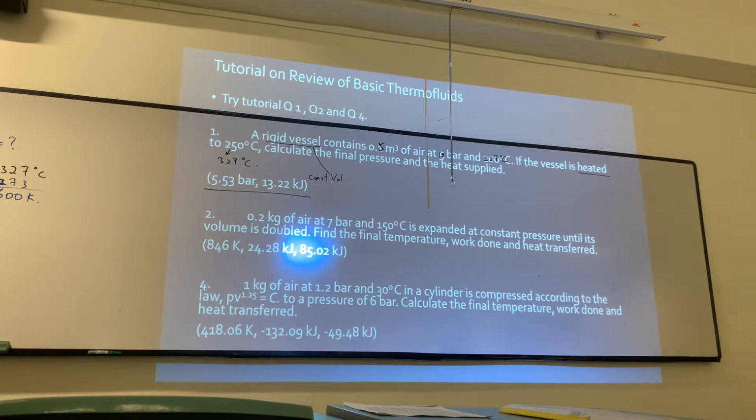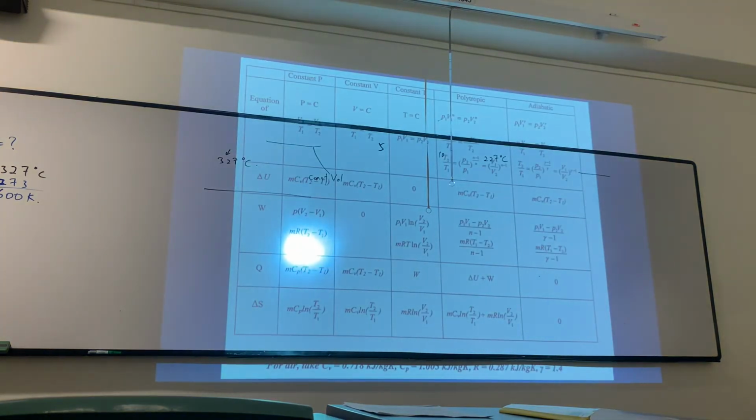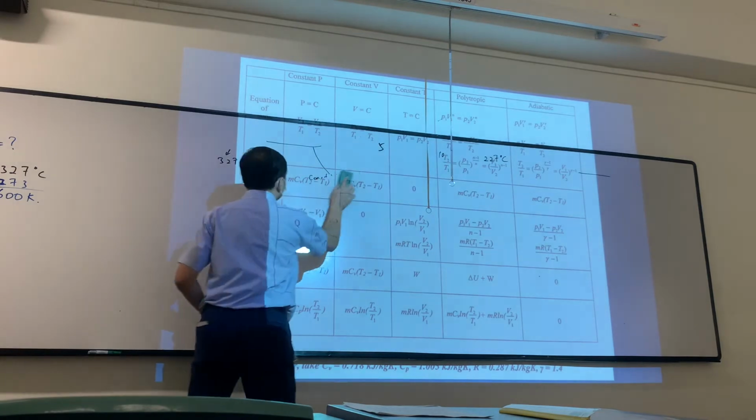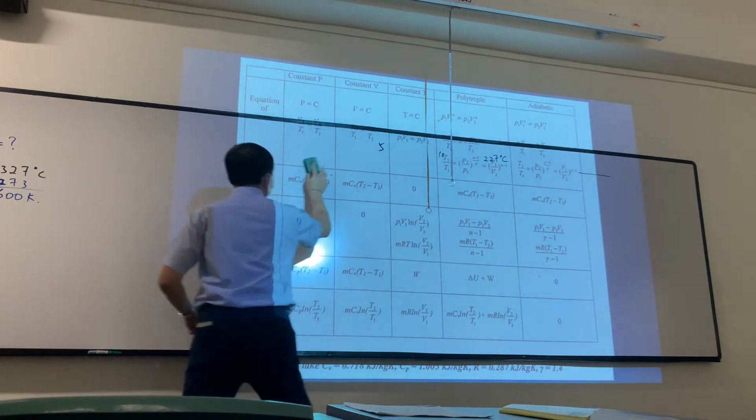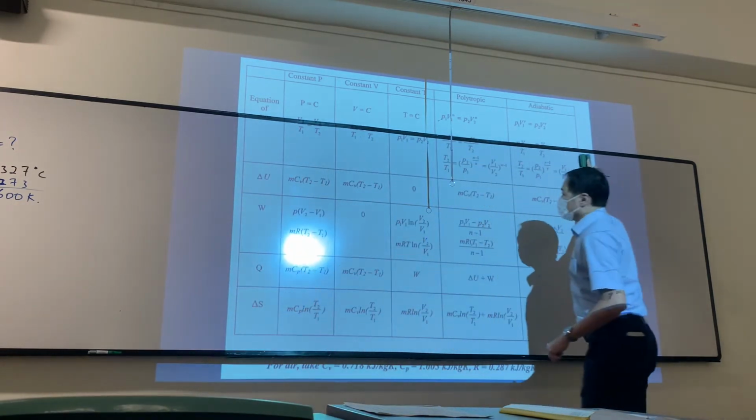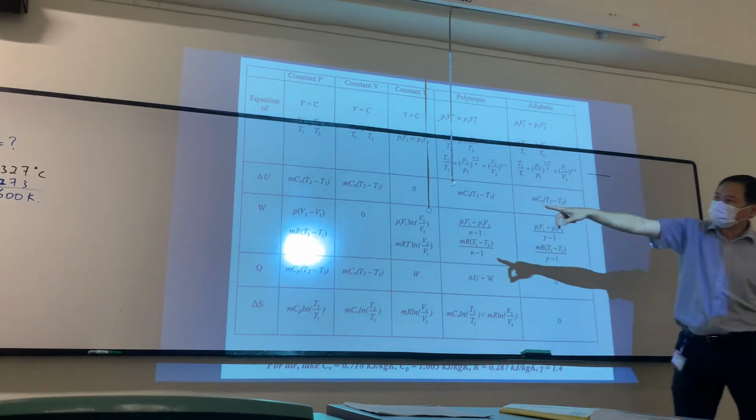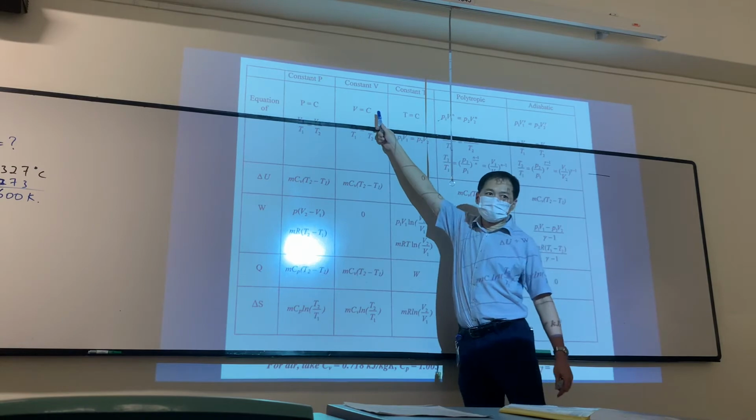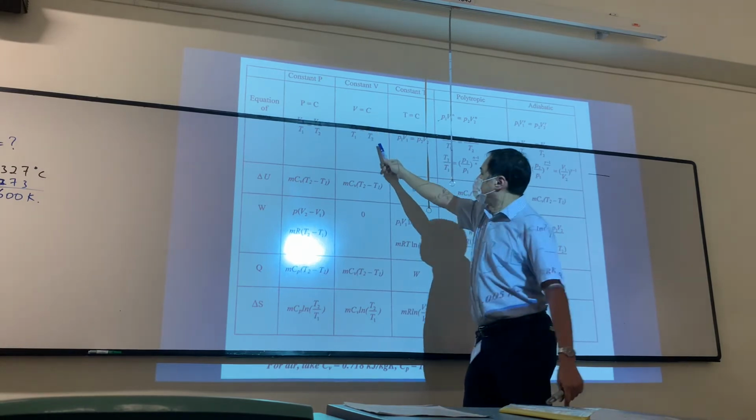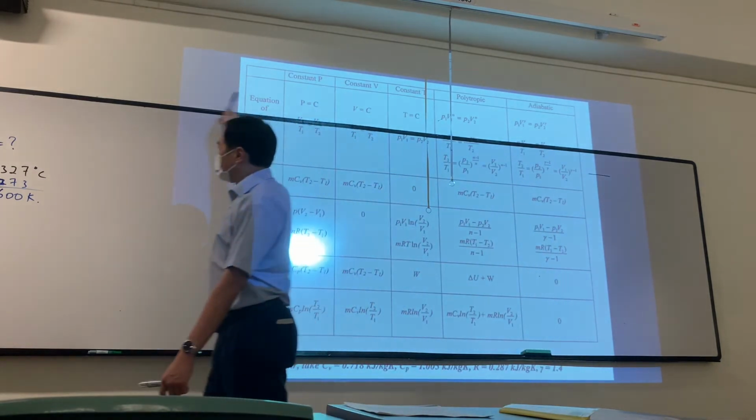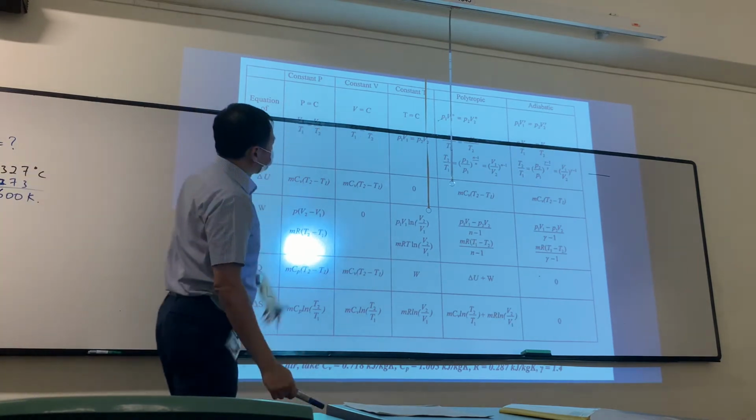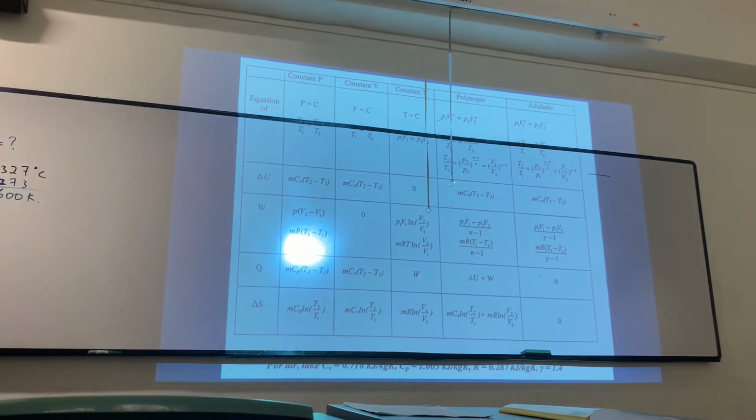Okay, to do that, let's look at what we have. So now we are working on constant volume process. Which column are we working? This constant volume. So if we want to calculate pressure, use the first row here, the equation of state. So first row, what do we have?